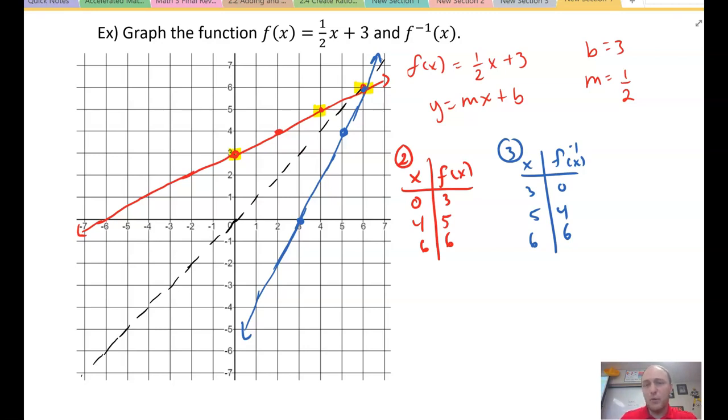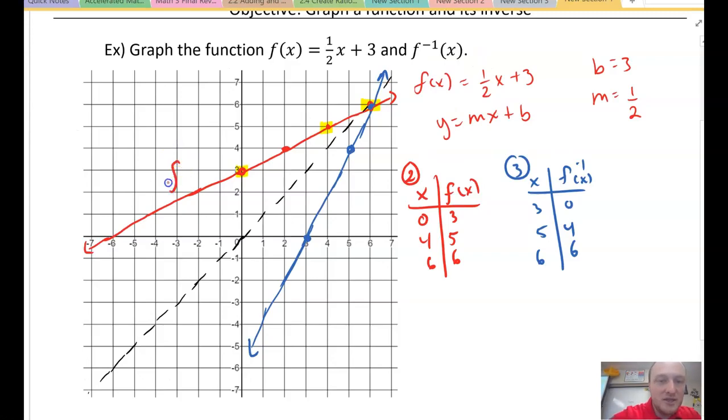And notice, step 4, does it intersect on the line y equals x? And it sure does. So we're in business, and all we want to do is make sure the functions are labeled. So here is f of x. Here is f inverse of x.